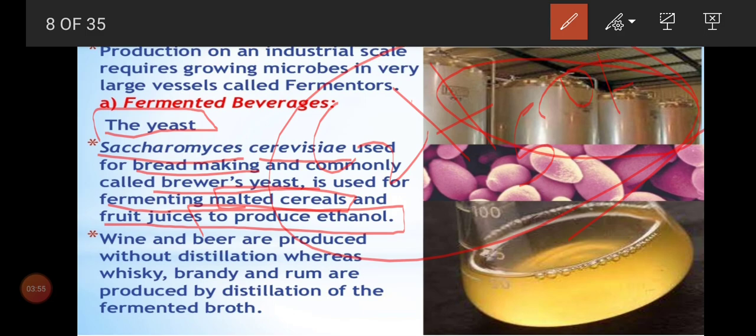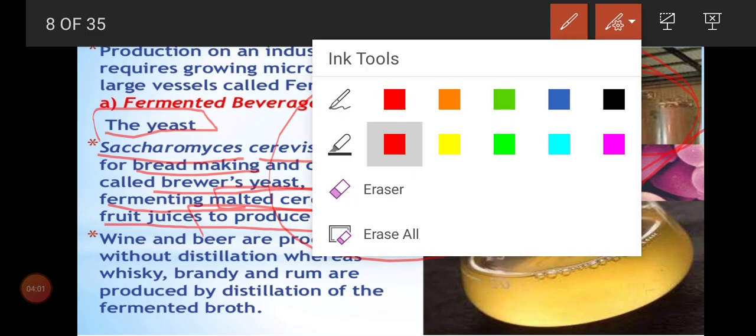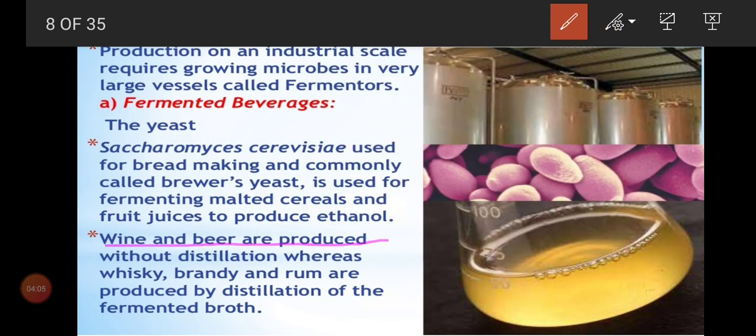And the second product is wine. Wine and beer are produced without distillation, whereas whiskey, brandy and rum are produced by distillation of the fermented broth. Here you remember: we take fruit juices or malted cereals, whatever the process. After a few days, say 15 days, we will get a broth.